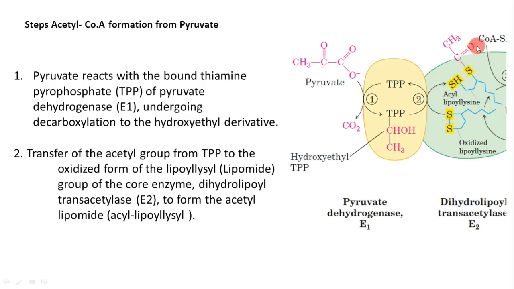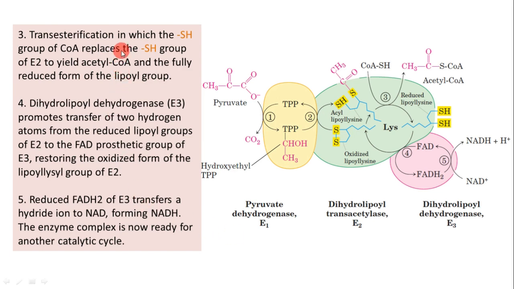Thereby a compound like this is formed, which is called acyl lipoyl lysine, or acetyl lipomide. This acetyl lipomide, in the next step, undergoes transesterification with coenzyme A.